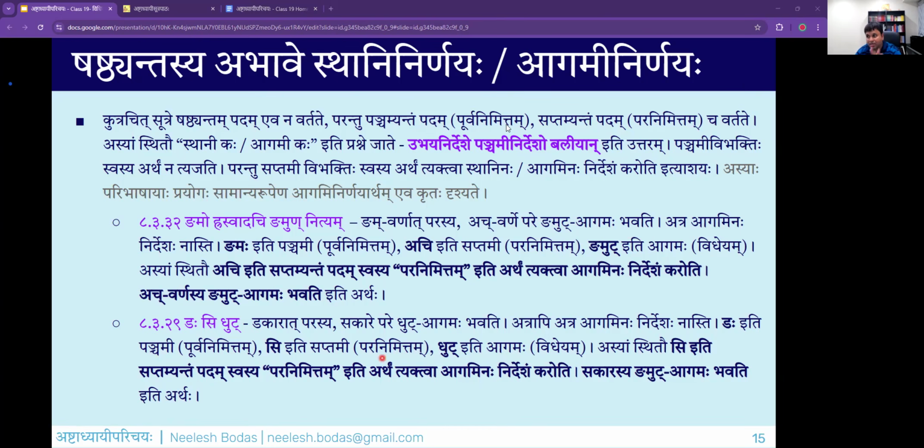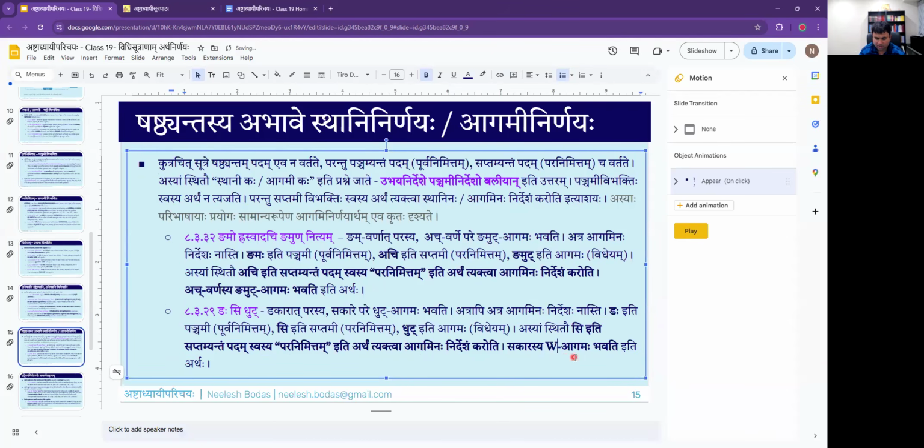So what happens? Ubhaya nirdeshe panchami nirdesho baliyan. So in this situation, C iti saptamyantam padam svasya paranimittam iti artham tyaktva agaminah nirdesham karoti. So dakarat parasya sakarasya, not sakare pare, sakarasya dhut agamaha bhavati. So again I wrote it down, copy paste. Shouldn't do copy pasting. Dakarat parasya sakarasya dhut agamaha bhavati.